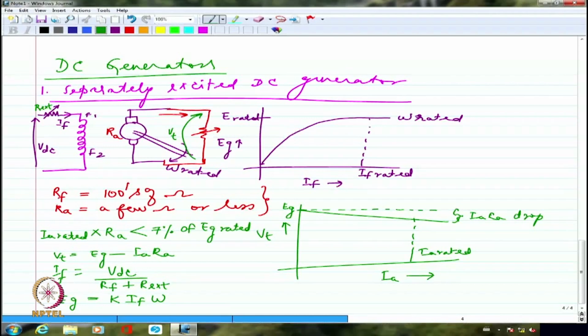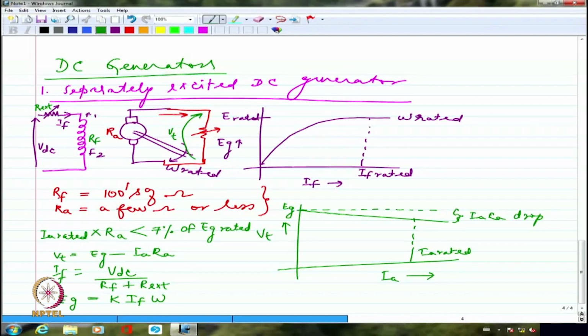RF is the field resistance, the inherent field resistance, which will be of the order of 100 or 150 ohms or whatever. So this is the field resistance. These are the equations which govern the operation of a separately excited DC generator.